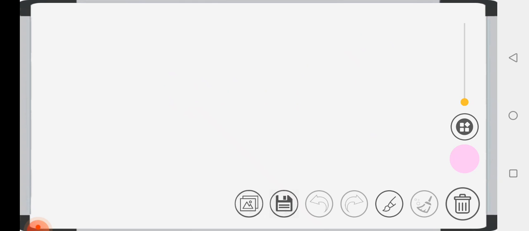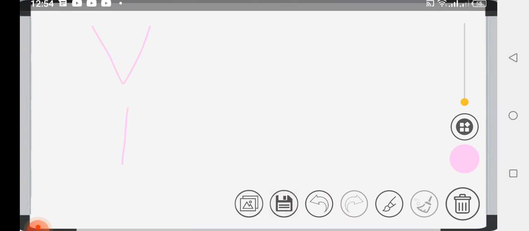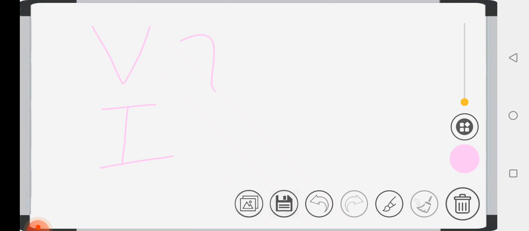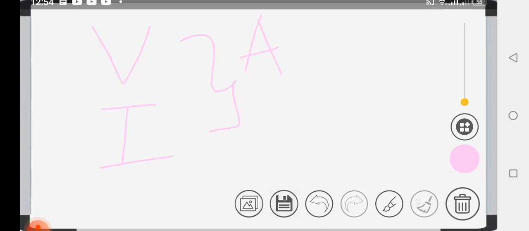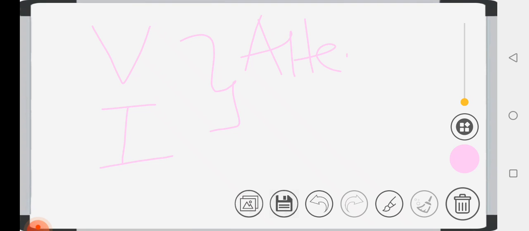Alright, now our voltage and current, these are the two major signals we discussed in physics. Now we can have an alternating voltage, we can have a direct voltage. It can be alternating or direct. That's it. Voltage can be alternating or direct.